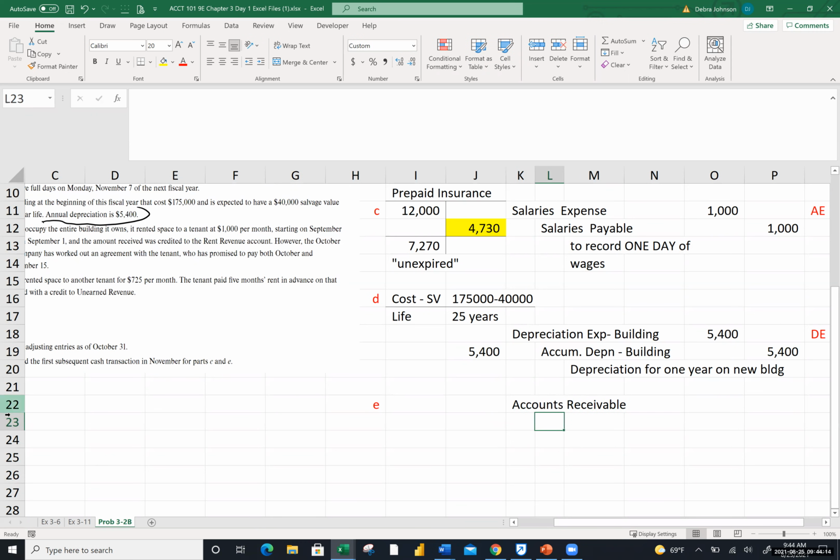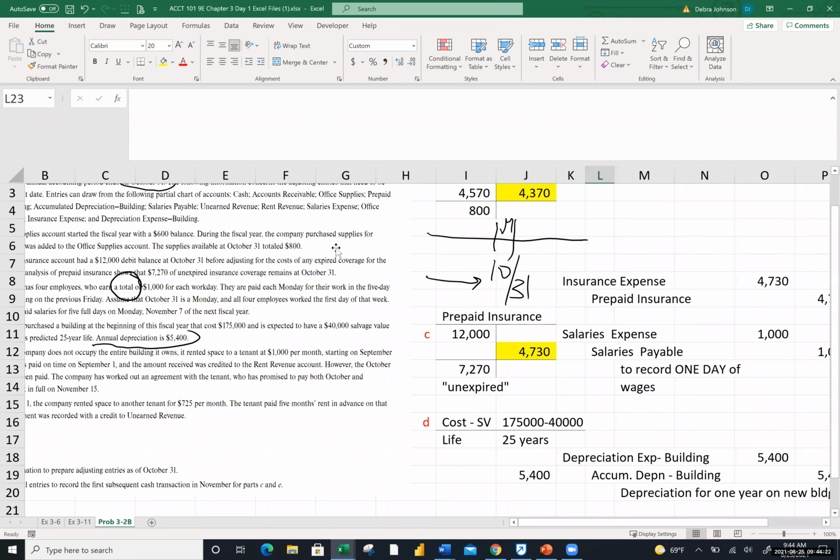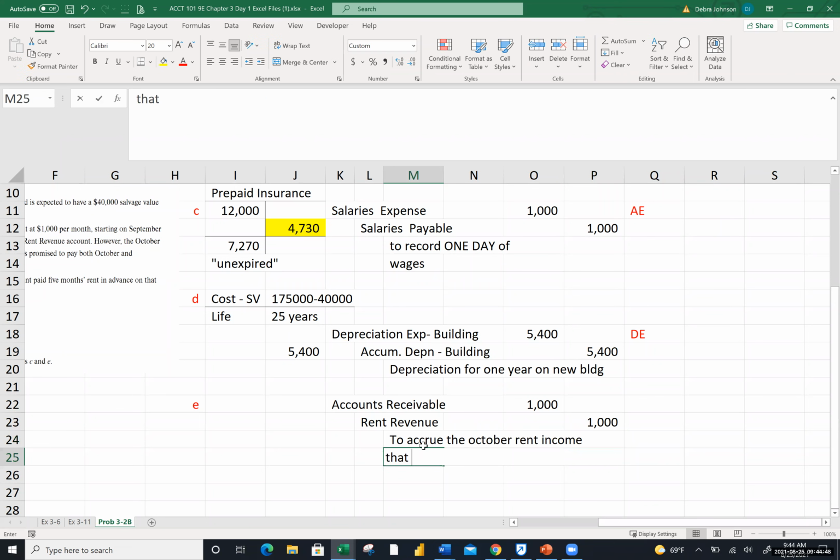And if we go back and look at that chart of accounts, we're looking for some kind of a revenue account. And there it is, rent revenue. So that's what we'll use for the credit, and that would be for $1,000. Some of you might look at that and say, hey, they're going to pay November too. Remember, that falls outside of the fiscal year. The fiscal year here ends on October 31st, so we accrue just one month of October rent income that still hasn't been received.